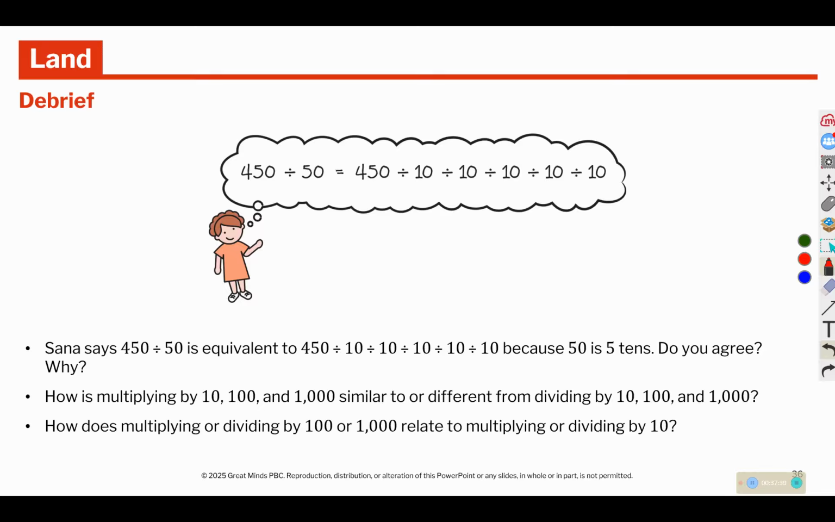How is multiplying by 10, 100, and 1,000 similar or different from dividing by 10, 100, and 1,000? Well, when we're multiplying, we get larger, so our place values shift to the left to make the number larger. And when we're dividing, we're getting smaller, so our place values have to shift to the right to make the number smaller. How does multiplying or dividing by 100 or 1,000 relate to multiplying or dividing by 10? Well, it's just multiple tens, so you have to do that process repeatedly.